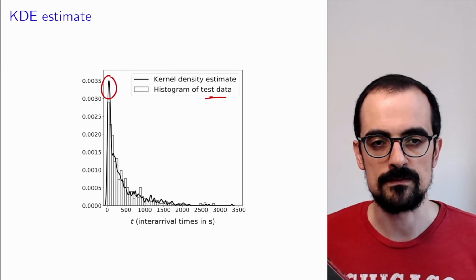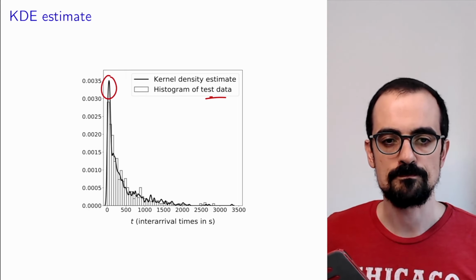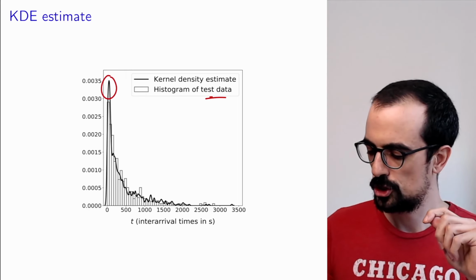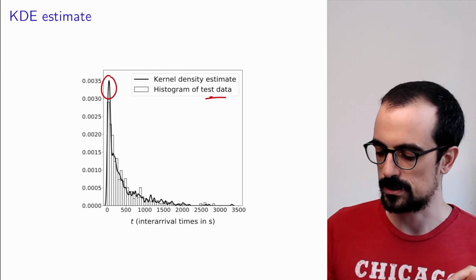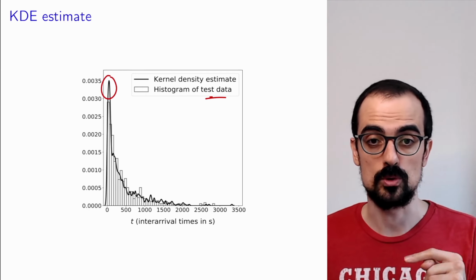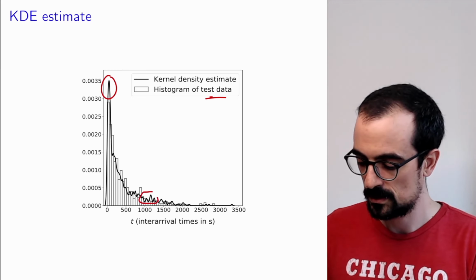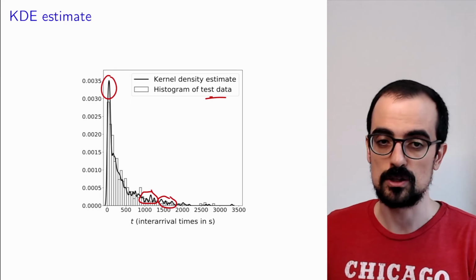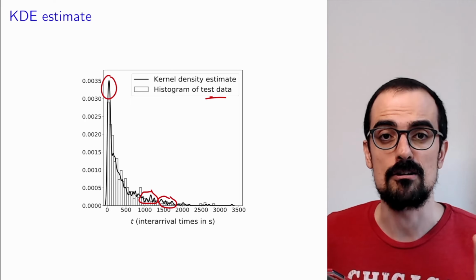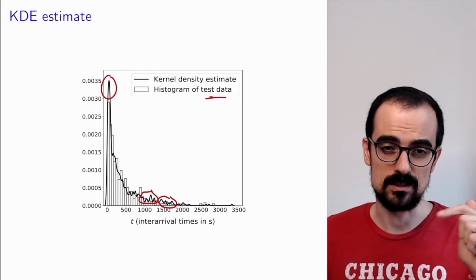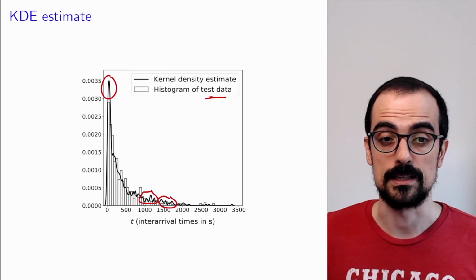So it seems that we have many more short phone calls in the training data as opposed to in the test data. And then we see this noise in the estimate, which is typical of non-parametric models when you make them granular enough, because we're overfitting a little bit some noisy fluctuations in the data.